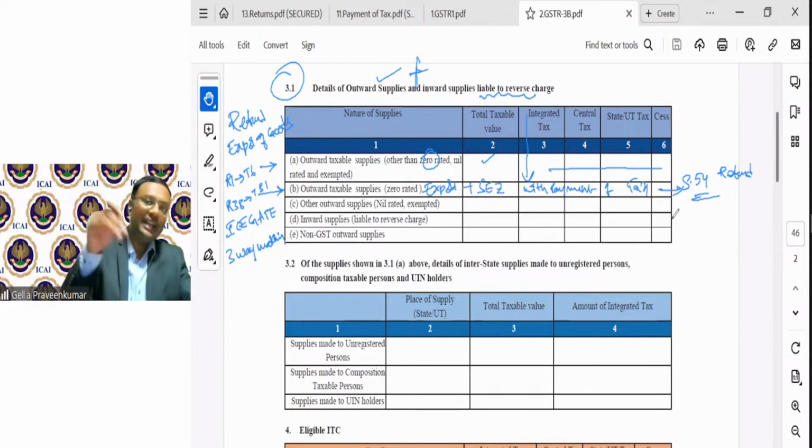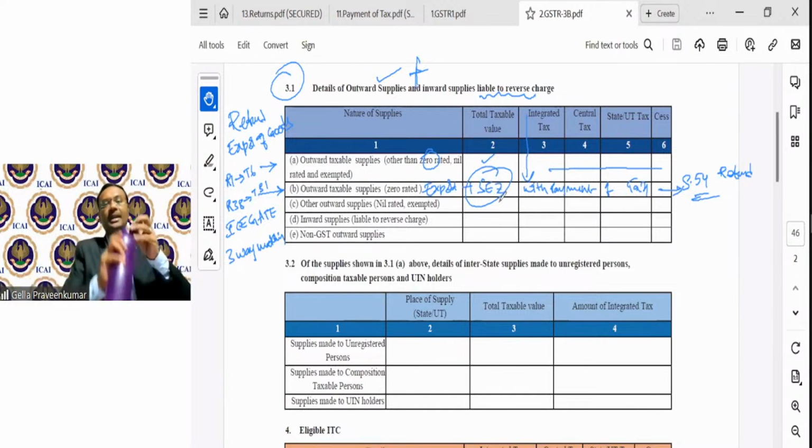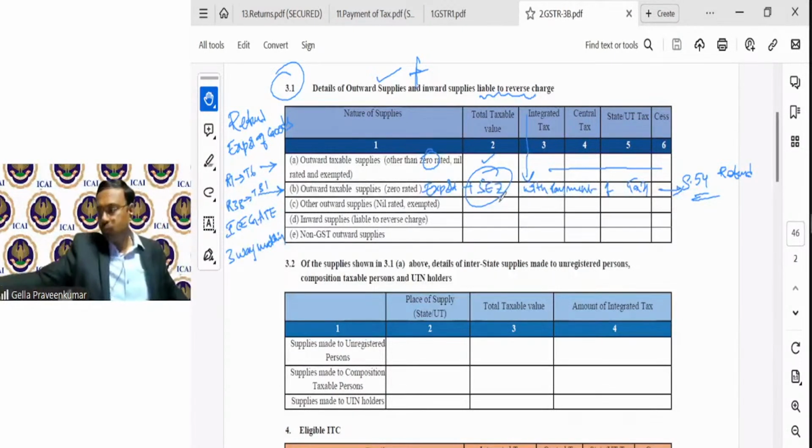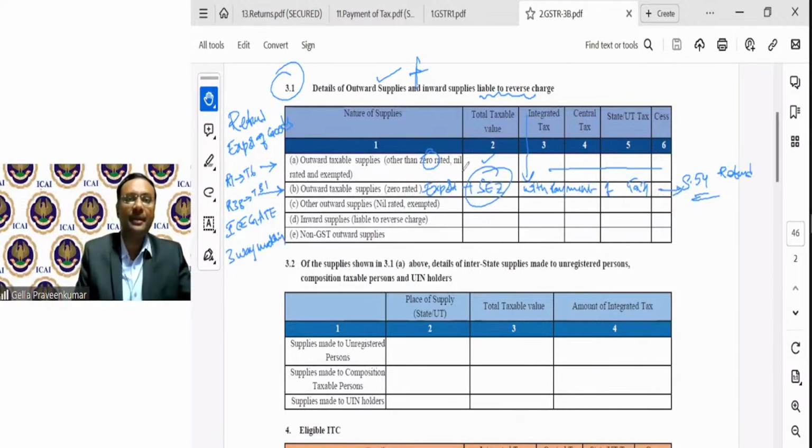Coming back, other than your exports, I talked about SEZ. In GSTR-1 and GSTR-3B, in case I've made SEZ supply with payment of tax, I can claim refund. My proper officer under GST is going to verify this table, saying: is there any zero rated supply? On this zero rated supply, have you paid any IGST? He is going to check this data. If these amounts match the refund application, my refund is going to be processed.